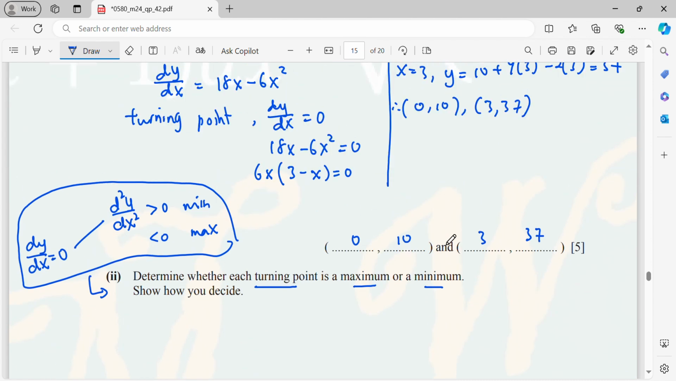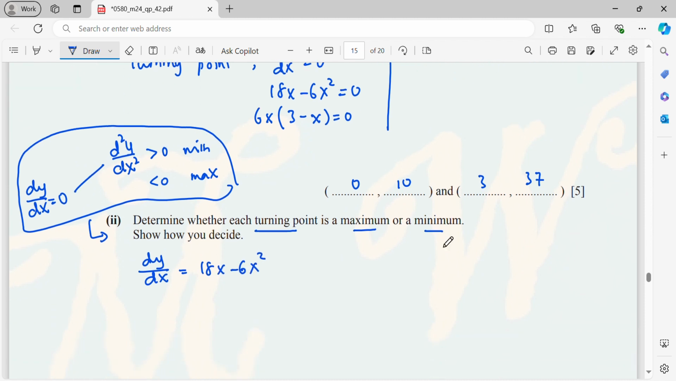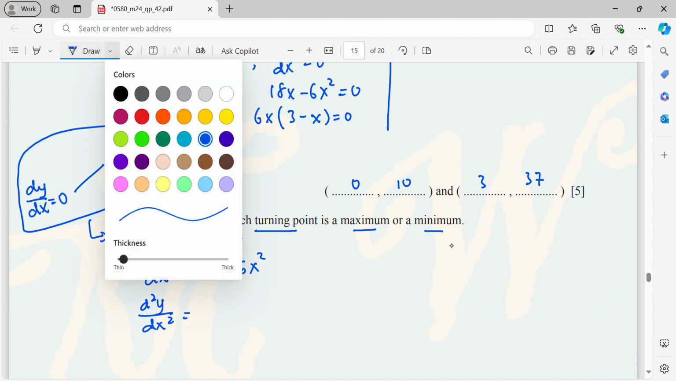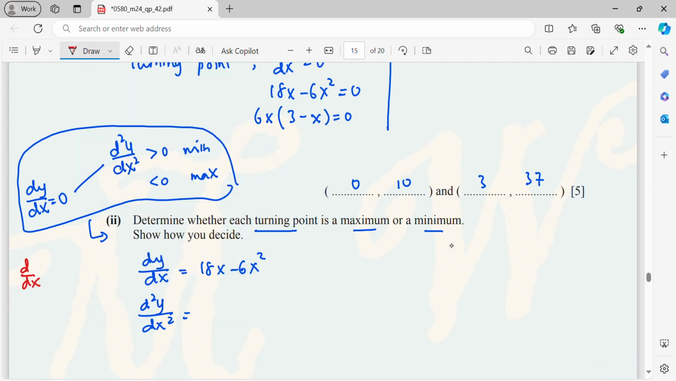Okay, which means I need to refer back to my dy/dx because I need to get my second derivative. So now my dy over dx is 18x minus 6x squared. Therefore, my d squared y over dx squared, that is going to be 18x when you differentiate, right? So here, differentiate cx, that is c. So which means I will be getting 18. Then minus 6, differentiate x squared is 2x because you bring down the 2 and then minus 1 from the degree of x. So from here, I will be getting 18 minus 12x.